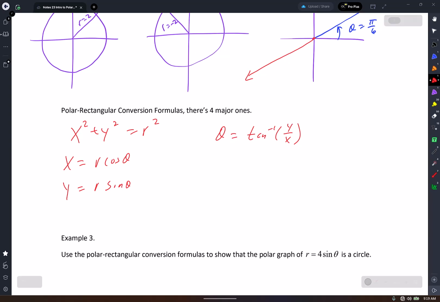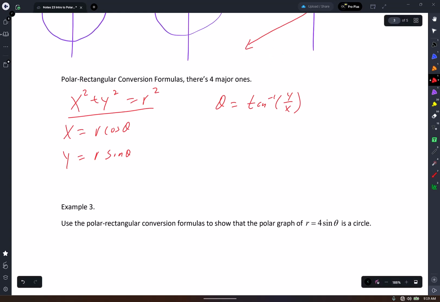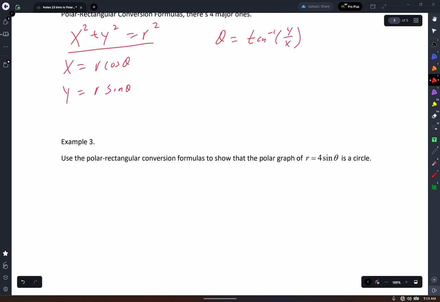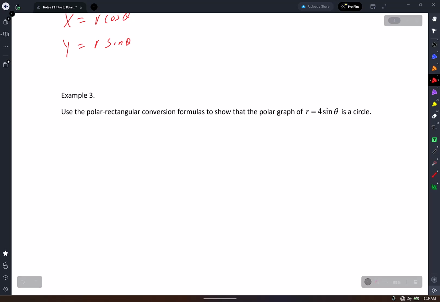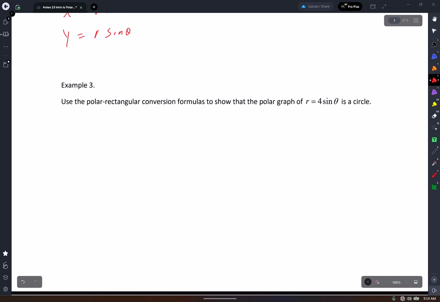Cool or not cool? I don't know how much conics you've done, but look, that looks very similar to the equation of a circle centered at the origin for conics. So it says use polar rectangular conversion formulas to show the polar graph r equals 4 sine theta is a circle. Okay, equation of a circle. I don't know how you learned it. Tell me if either of these two look familiar to you.